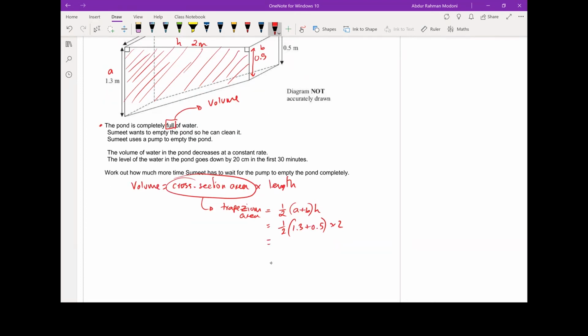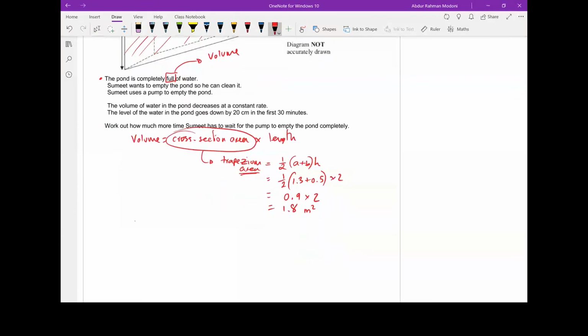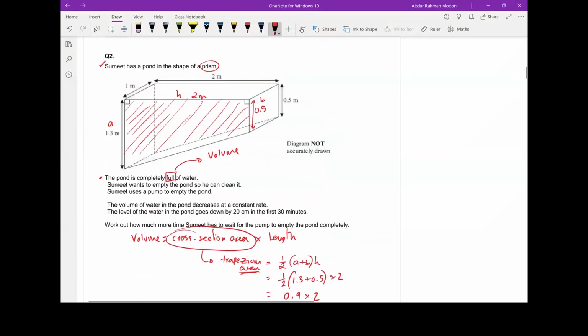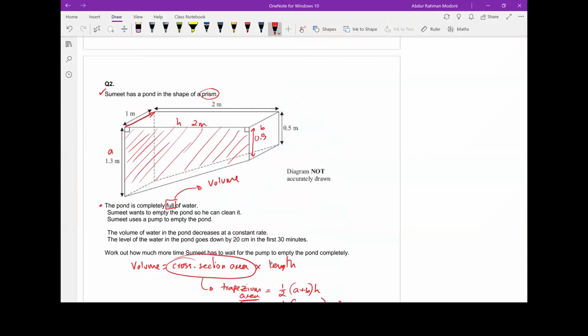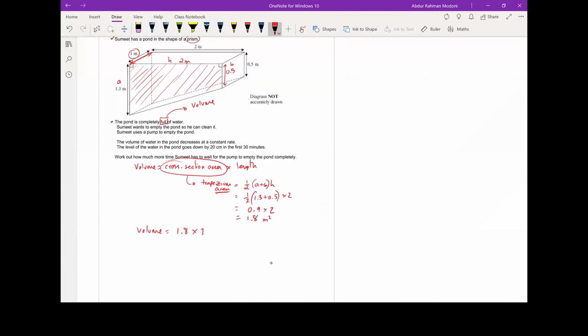So what I've got here is 1.3 add 0.5, which is 1.8. Half of 1.8 is 0.9, and then times by 2, which gets you back to 1.8. And the units there are meters, so meters squared, because I've worked out an area. I'll go back to my volume. The volume is equal to the cross-section area, which is 1.8, times the length. There's the length here. Can you see there, that bit there, 1 meter? And so I'm going to times it by 1. And that gets me 1.8 meters cubed.